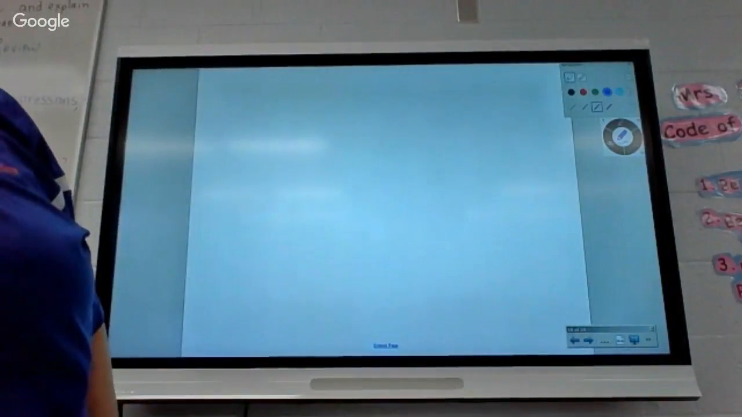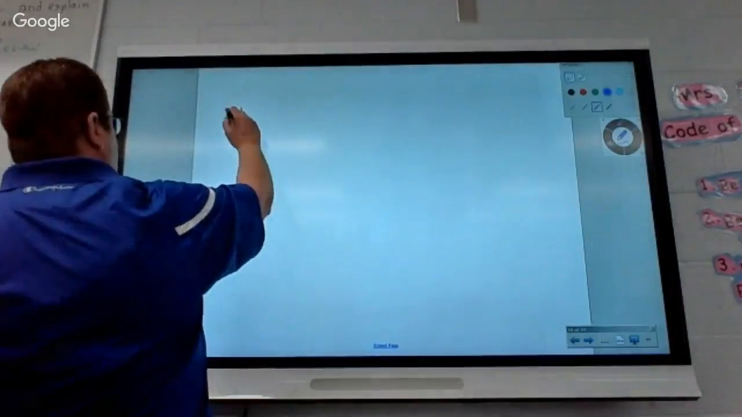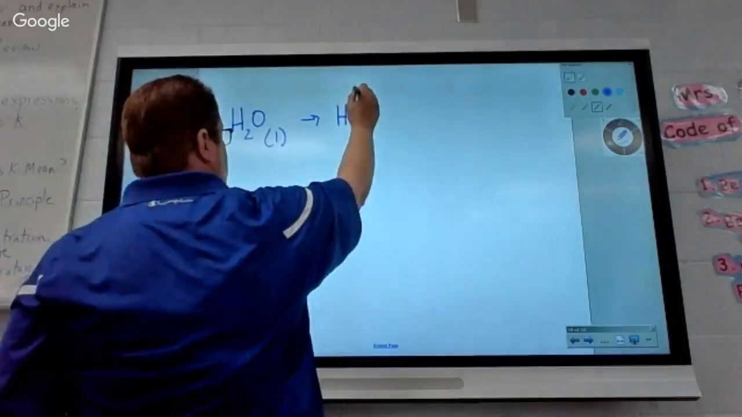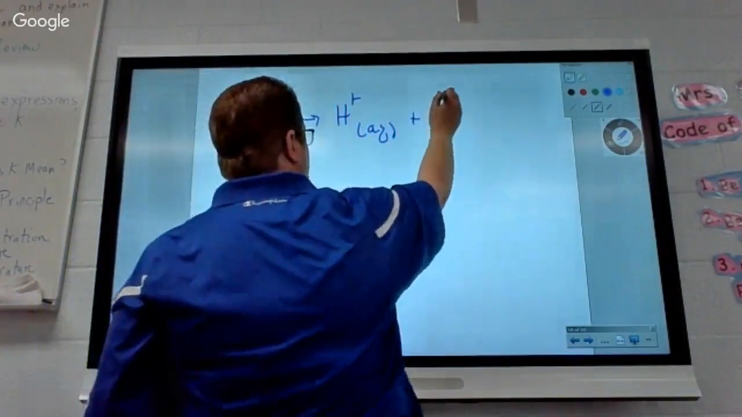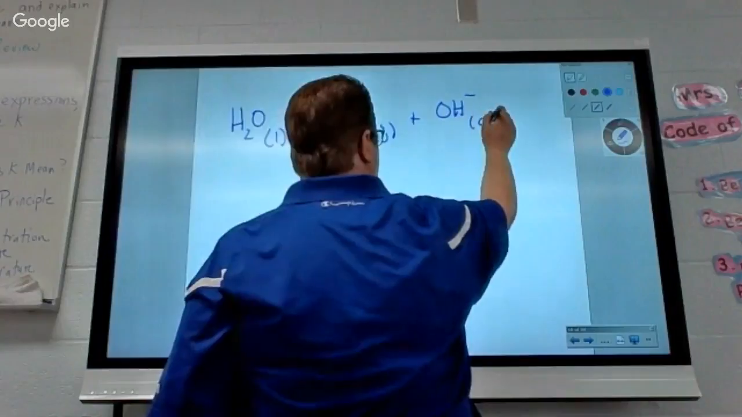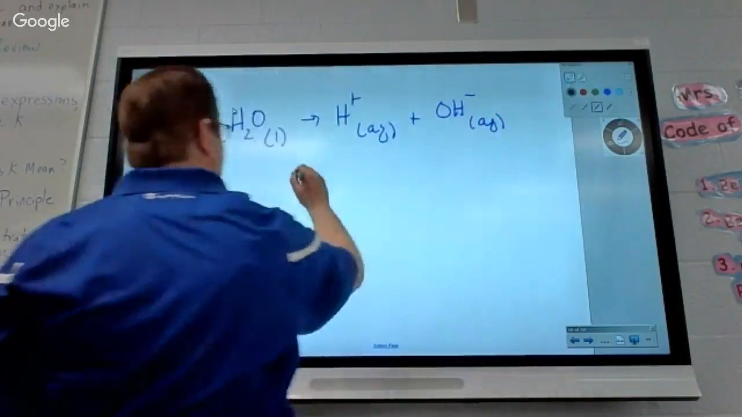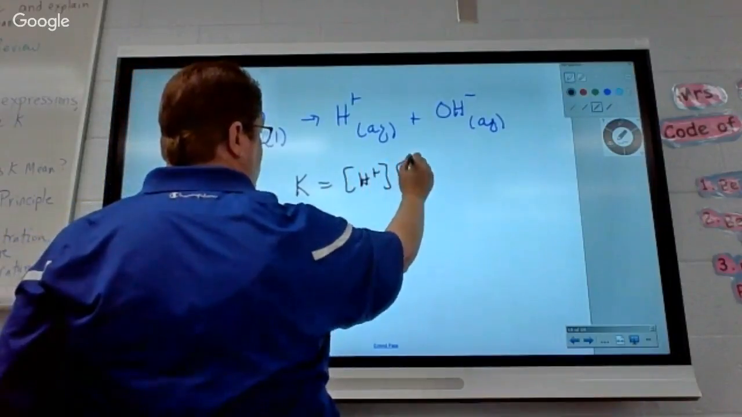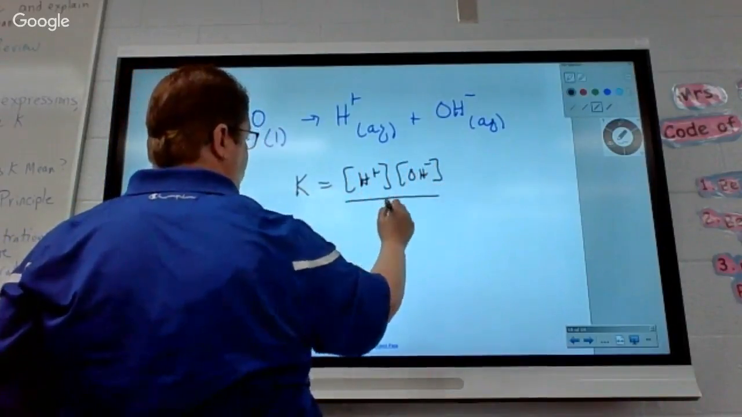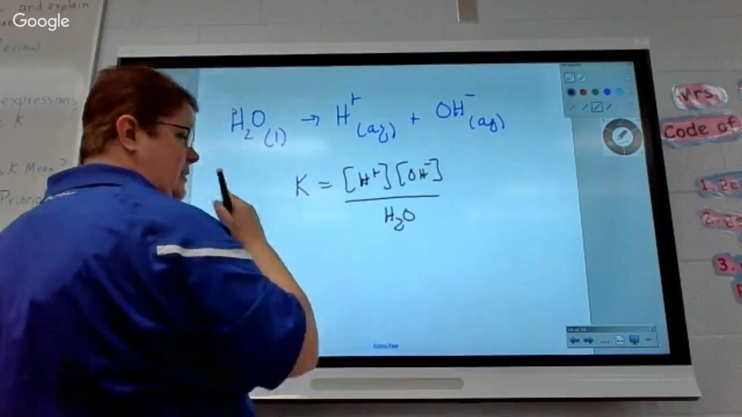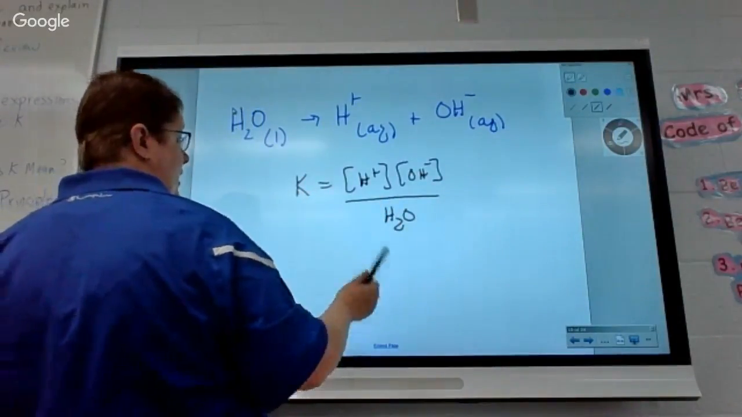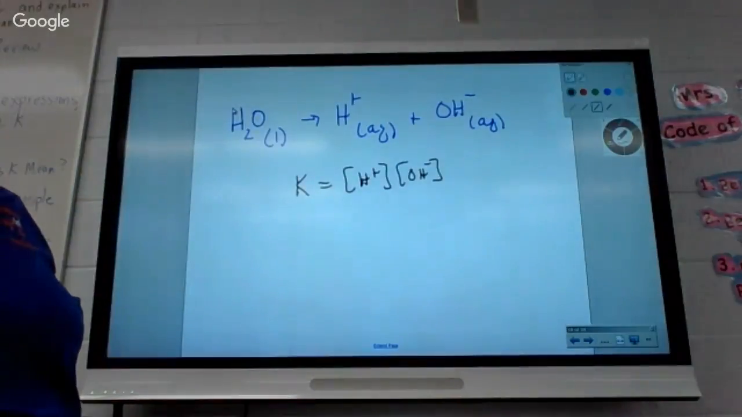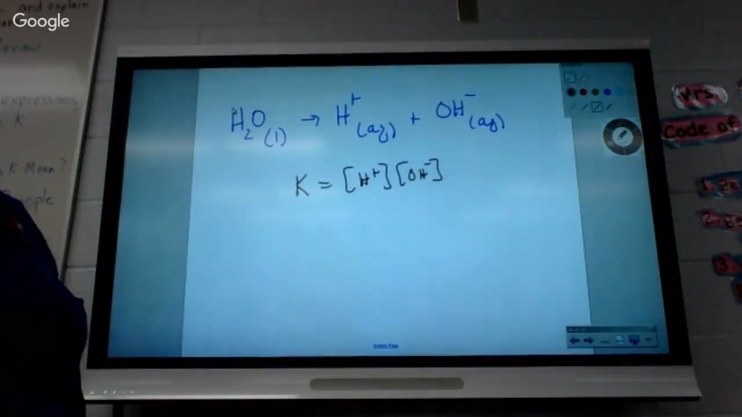All right, you have water, which is what state, Tevin? It's a liquid, becomes H plus, which is aqueous, and OH minus, which is aqueous. So when you write K, you get H plus, which is aqueous, OH minus, which is aqueous, over H2O, which is a liquid. This equation is already balanced, so there are no coefficients in it. Water as a liquid cancels out and goes away. Liquids and solids go away.